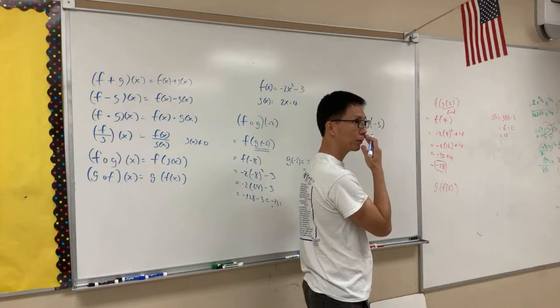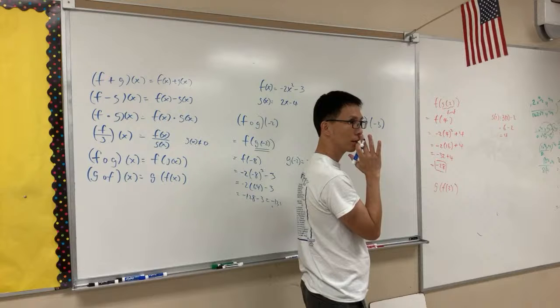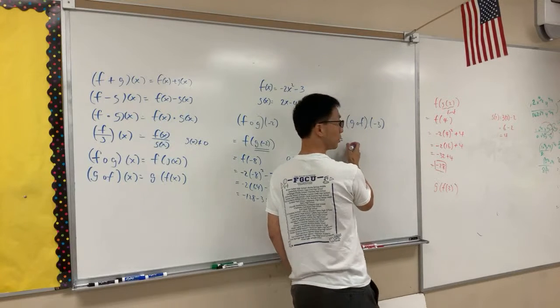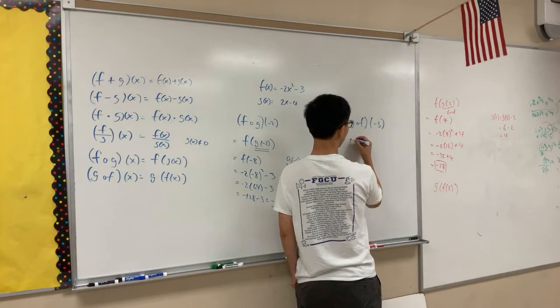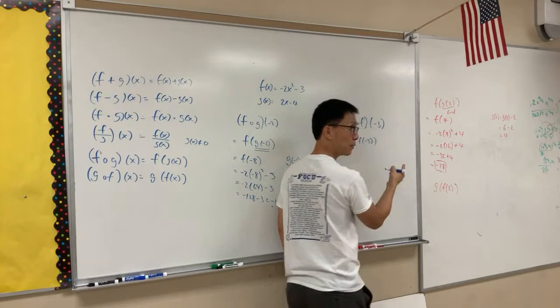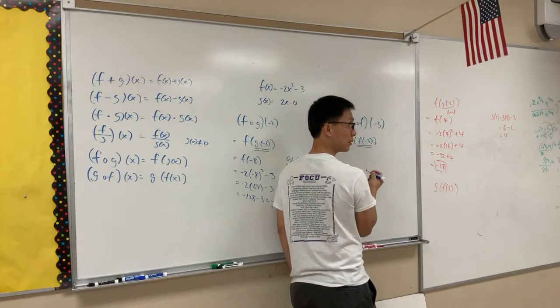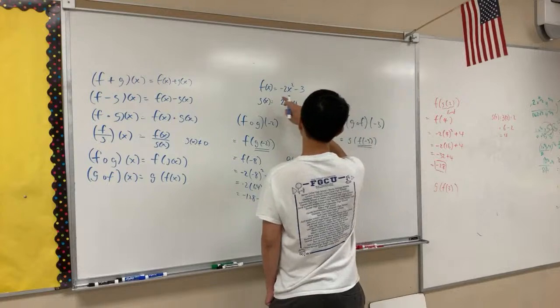Who did not get -46? Raise your hand. It's okay. You did not get it? Okay, so we're going to work through it. Is that okay? So this is g of f of -3. Did you write this notation first? Okay. You start from the inside. You're going to plug -3 into the f.